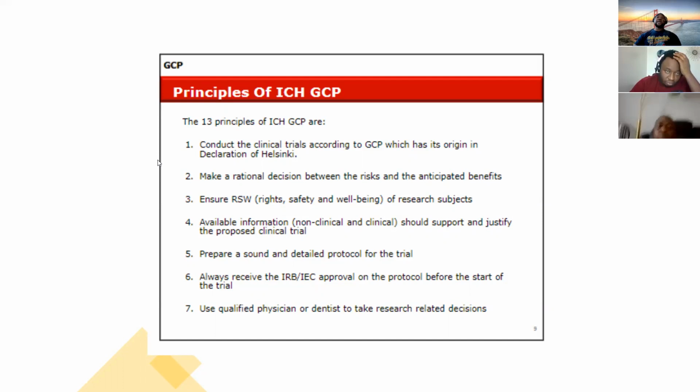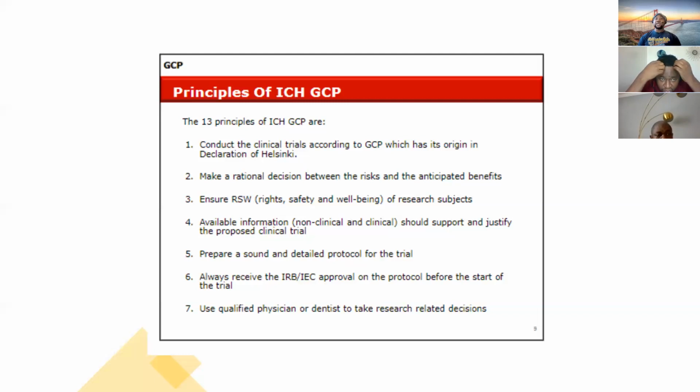The 13 principles of ICH GCP include: 1, conduct the clinical research, the clinical trial, according to GCP, which has its origin in the Declaration of Helsinki. Make a rational decision between the risk and the anticipated benefits. Ensure the rights, safety, and well-being of the research subjects. Available information, non-clinical and clinical, should support and justify the purpose of the clinical research. Prepare a sound and detailed protocol for the trial.